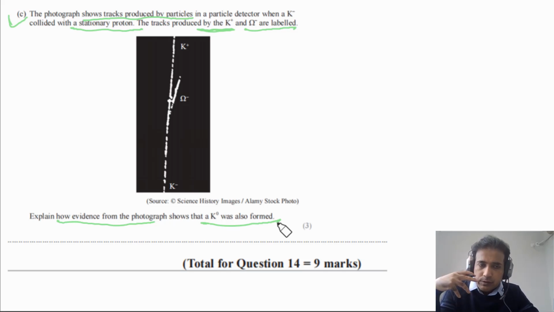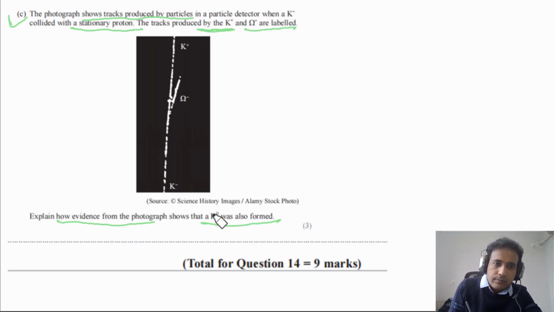So the first thing we need to understand is why the particle should be kaon 0. Kaon 0 means that the particle, because we do not see any other track, it means another particle emitted is neutral. So that can be kaon 0. So this is one thing we need to understand.